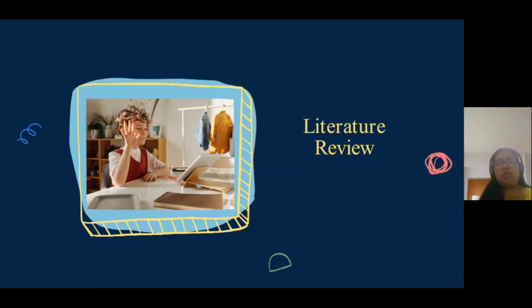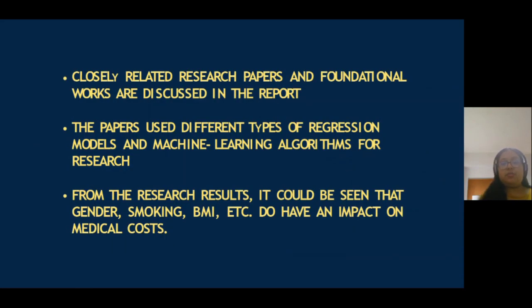Literature review. In our report, we mainly discussed two types of papers. First, some research papers that are closely related to our research questions, and also some foundational works that were cited in these research papers. In both these categories of papers, they used different types of regression models and also machine learning algorithms for the data analysis.